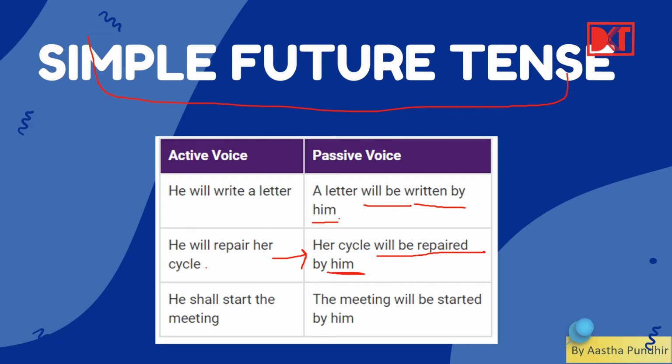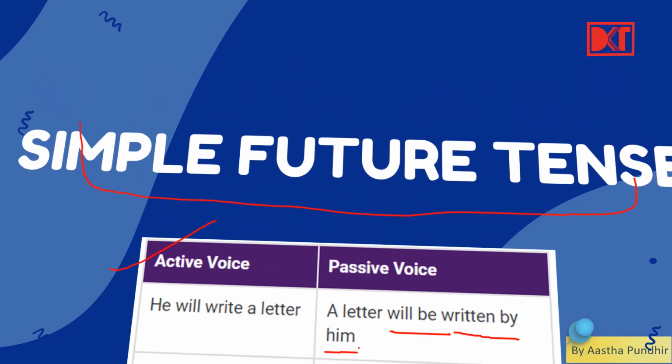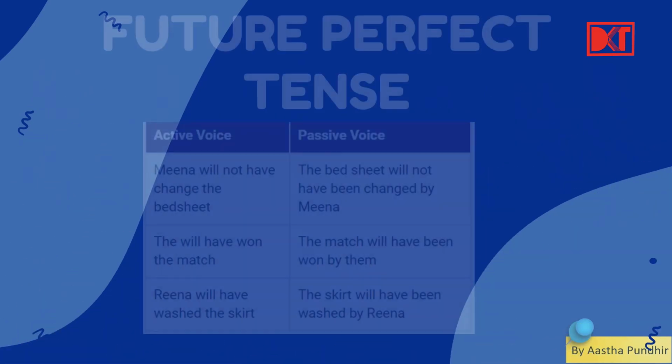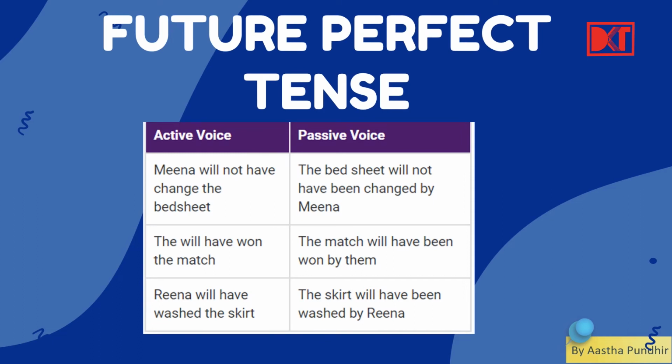He shall start the meeting. The meeting will be started by him. All right. So this is for the simple future. Okay, now we have future perfect tense. See, Meena will not have to change the bed sheet. The bed sheet will not have been changed by Meena.